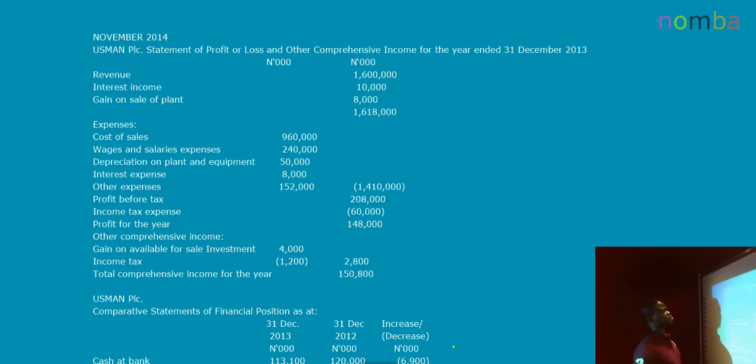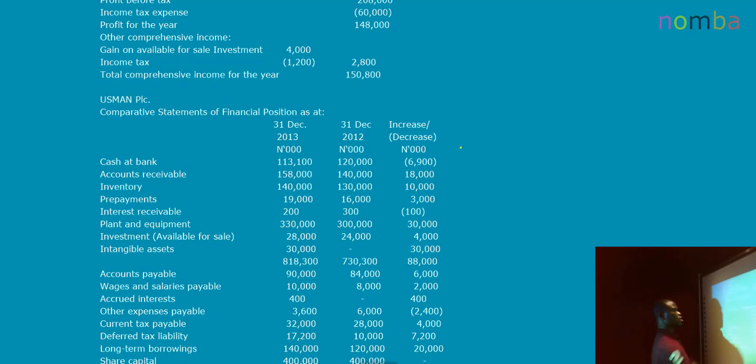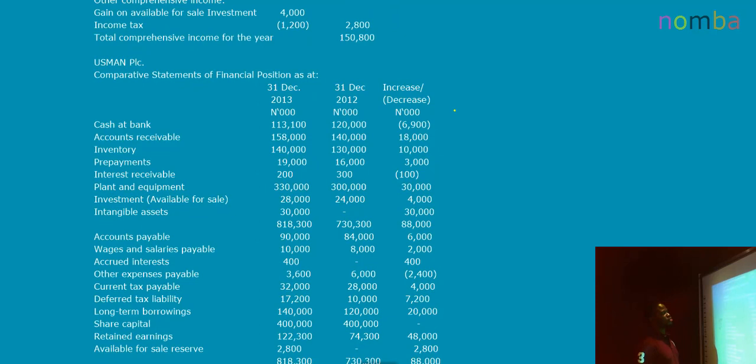The question says that Usman PLC's statement of profit or loss and other comprehensive income for the year ended 31st December 2013 are as follows. So we were given the statement of profit or loss and other comprehensive income of Usman PLC. We were also given the comparative statement of financial position as at 31st December 2013 and 31st December 2012, and they gave us the changes in financial position.